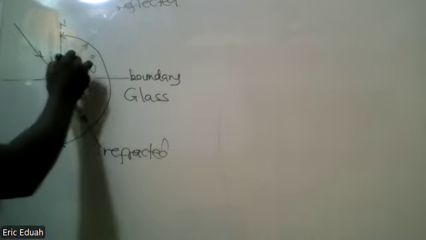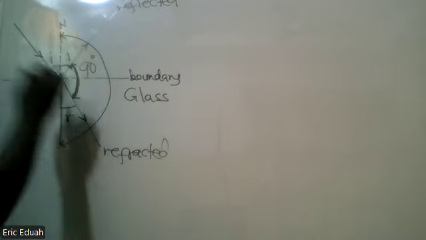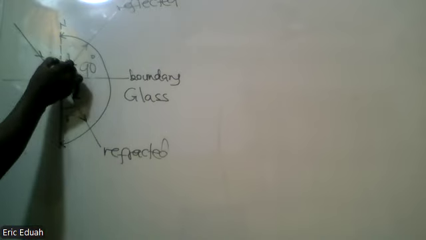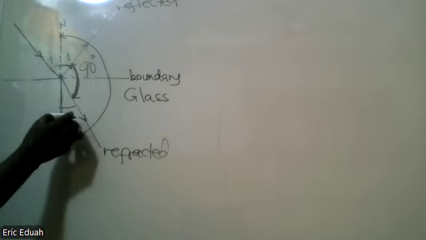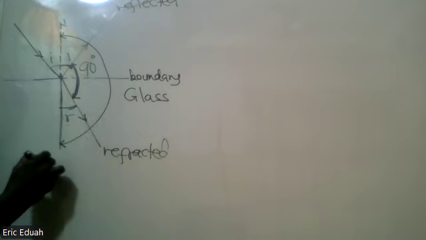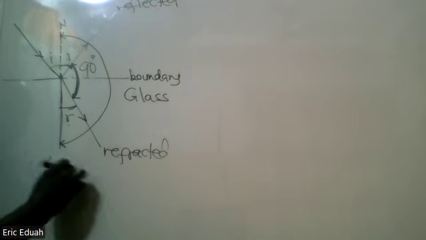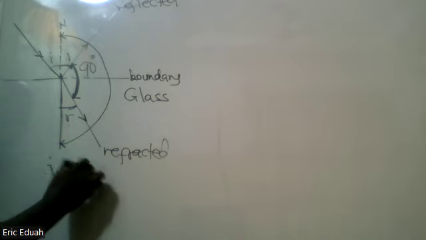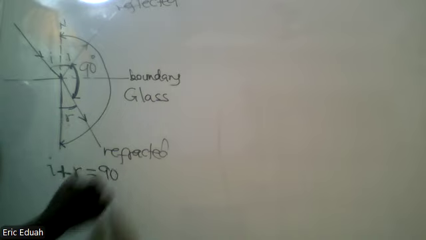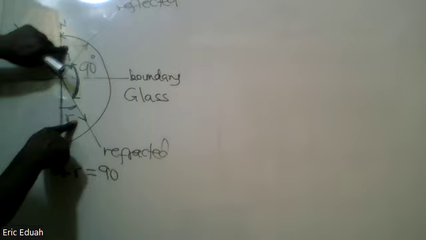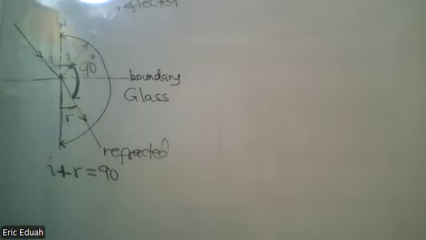So if the angle between the reflected and the refracted ray is 90, then these two remaining angles, the angle of reflection, which is I, plus the angle of refraction, which is R, must also sum up to be 90. So that when we count this and this, which is 90 to 90, we have 180.